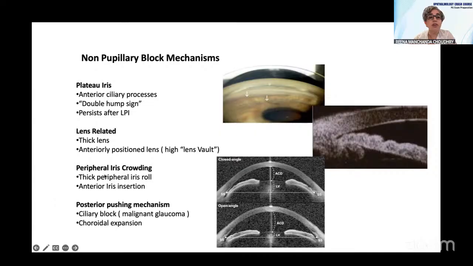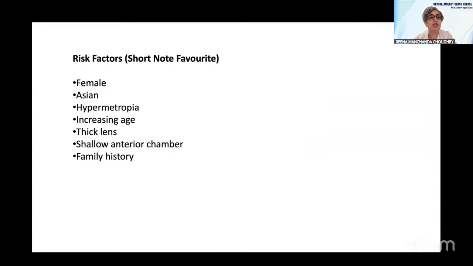Of course, there is also peripheral iris crowding that can cause pupillary block. Either the peripheral iris roll is very thick or it is anteriorly inserted. Sometimes you can have a posterior pushing mechanism primarily related to choroidal expansion or aqueous misdirection.